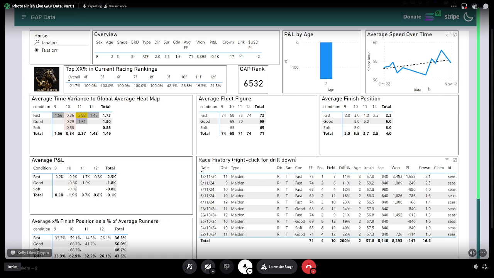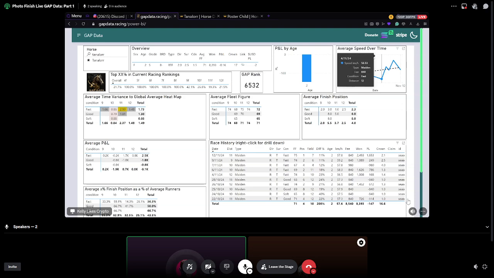This is your average speed over time. Unless you're running only 10s the whole time, if you were running only 10 furlongs every race, then this would be telling you that your horse is getting faster over time. But it doesn't work unless you're running a consistent distance. At least I barely use this chart at all. I don't look at this chart. I actually never look at this chart.